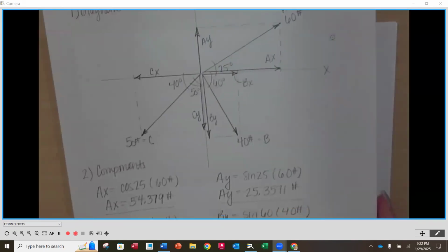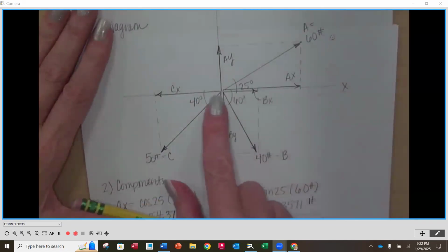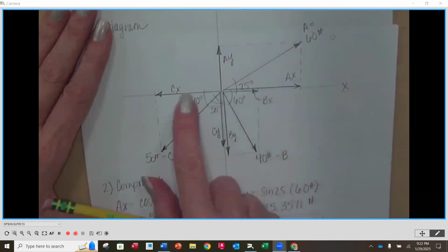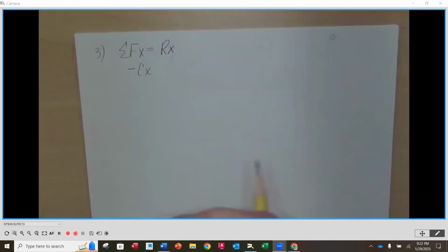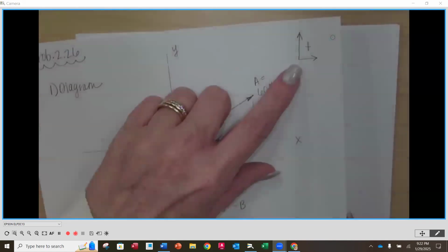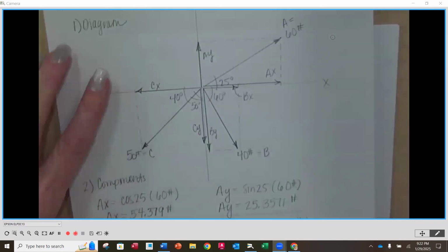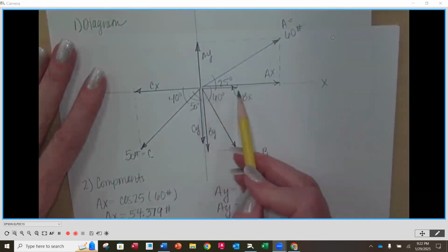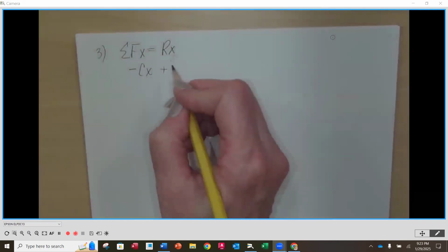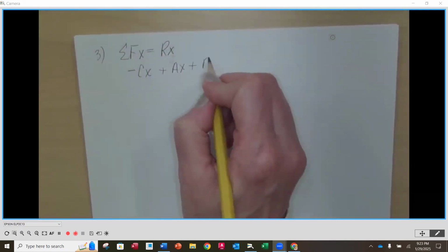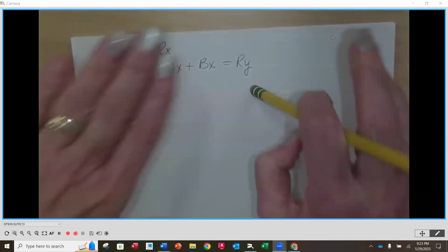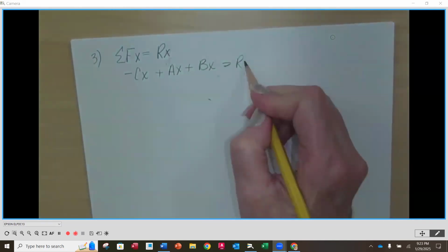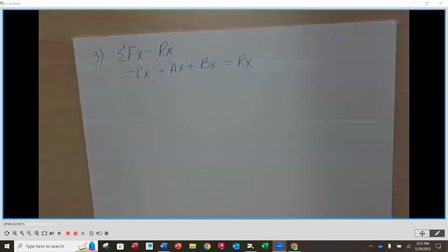So when we go back over to our illustration here, we look only on the X-axis. So I've got a negative CX because it's going to the left. It's pointing to the left, so according to my convention, it would be negative. I've got a positive AX and a positive BX. And that's going to be equal to my resultant X component.